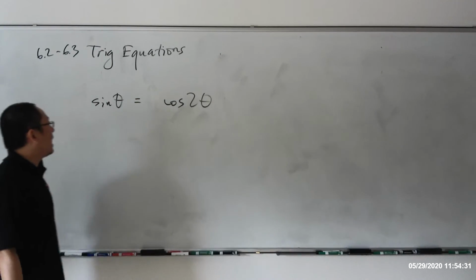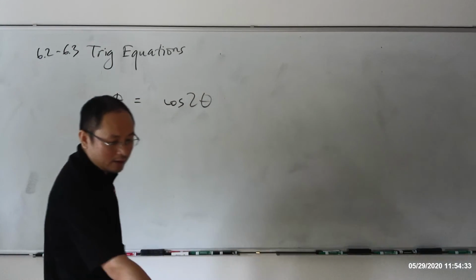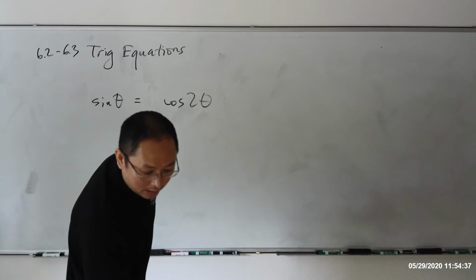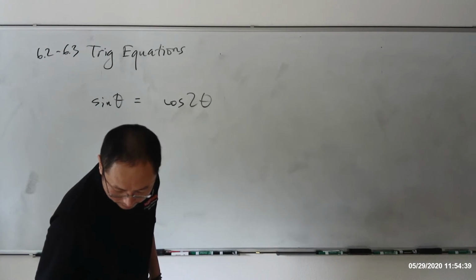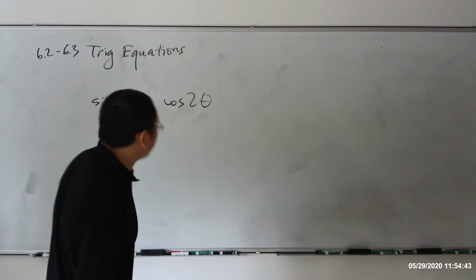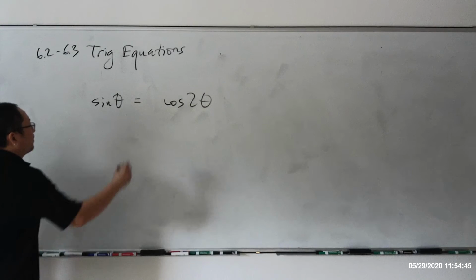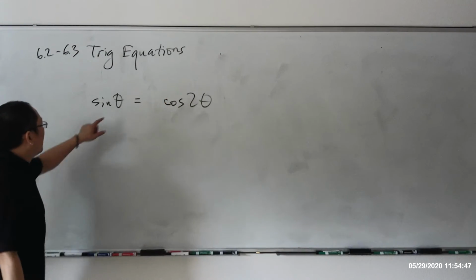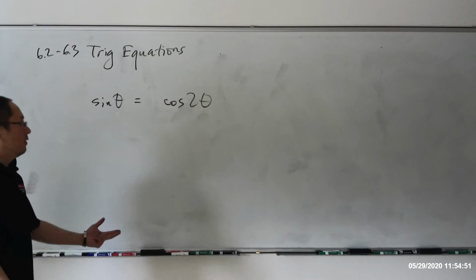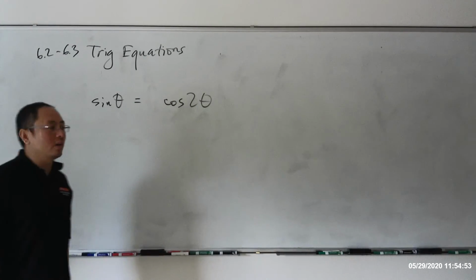So I see that we're asked to solve for theta, and the left hand side is sine theta, the right hand side is cosine 2 theta, and the angle has no restriction. Okay, fine, no restriction. So on the left we have the single angle theta. On the right hand side you got double angle.